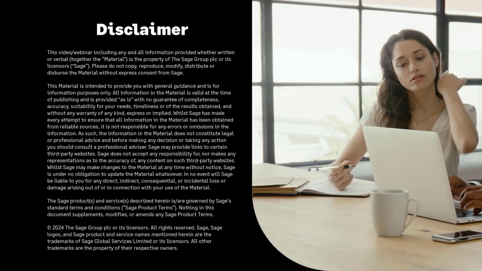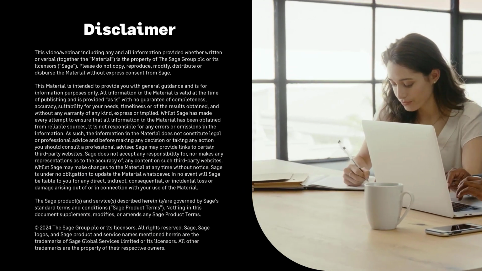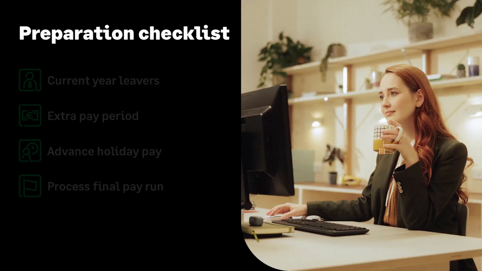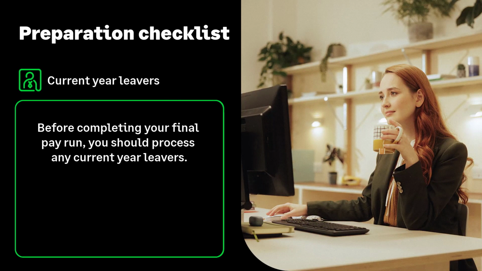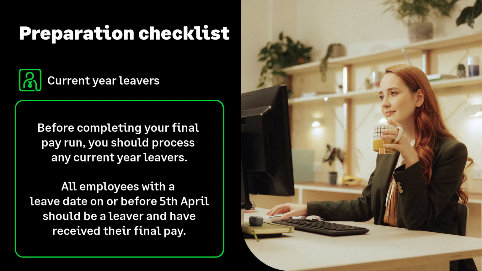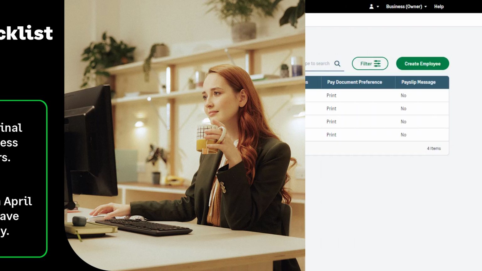We'll now look at preparing for year-end and finalizing your current tax year processing. Before completing your final pay period of the tax year, you should process any outstanding current year leavers. This means any leavers with a leave date on or before the 5th of April should be processed as a leaver in time for the final pay run of the tax year.